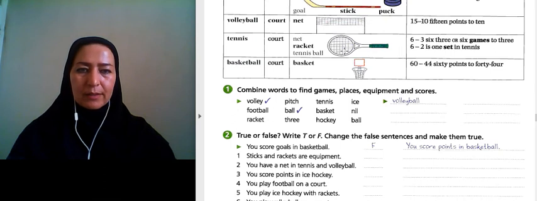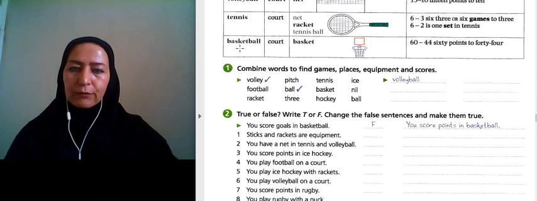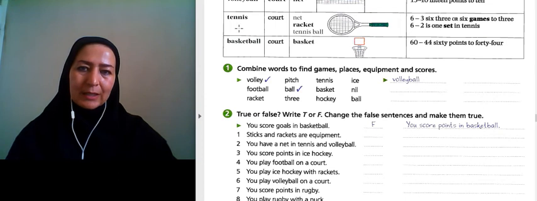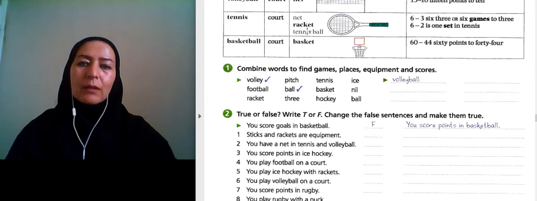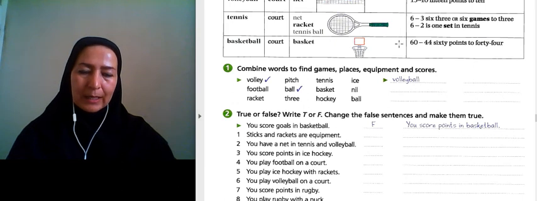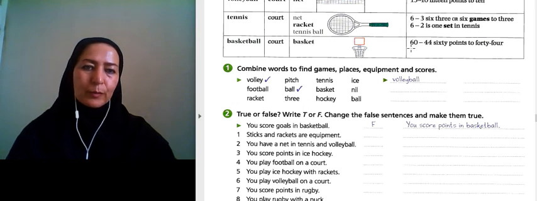And for basketball, we have a court exactly like tennis. We have a basket here. Again, we need a net. Of course, this is a basket. There is no net. We need a basket. And also, we need a ball here. It's not shown, but we need it.